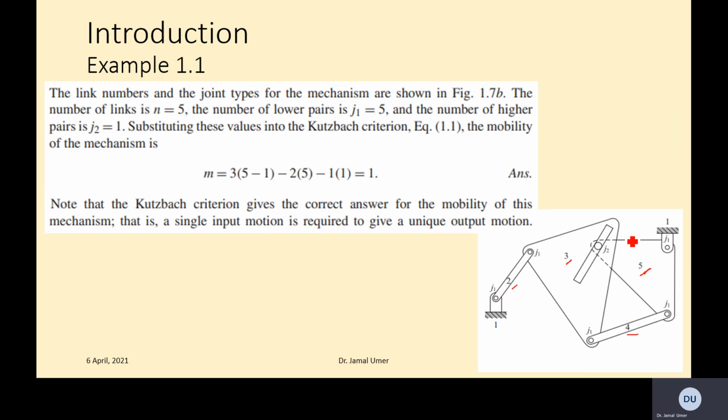Why? Because in this mechanism, link 3 moves up and down, or link 5 can move up and down. Within that single joint at this particular point, the motion can be defined either by the movement of 3 or the movement of 5, and both are independent. 3 and 5 are not linked together. That's why this joint should not be considered as a J1. It should be considered as a J2. That's what he's saying. And the number of higher pairs, J2, is equal to 1.